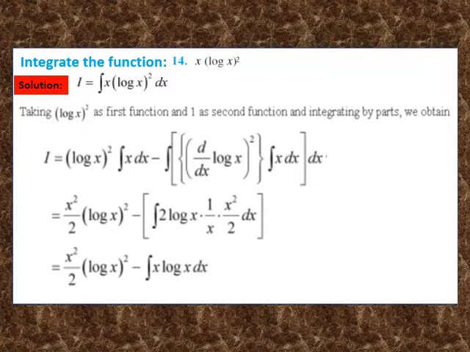Clear? So log x whole square stays as it is and the integration of x is x square upon 2, minus integral of 2 log x into 1 upon x into x square upon 2. Which is giving x square upon 2 log x whole square minus integral x log x dx.